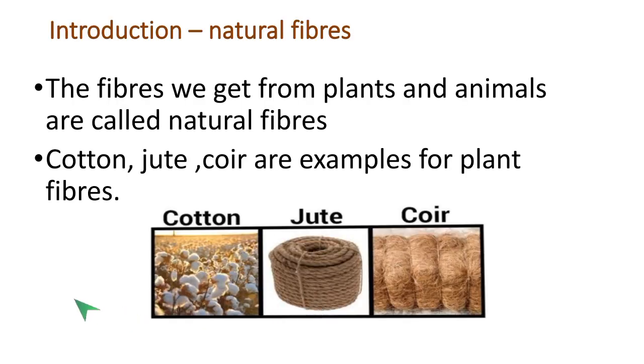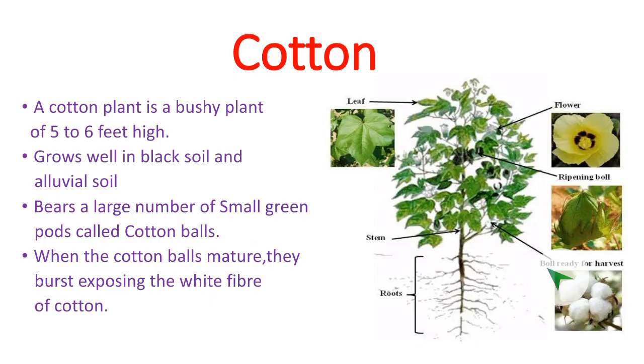What are natural fibers? The fibers we get from plants and animals are called natural fibers. Cotton, jute, coir are examples for plant fibers. Let's see about cotton. Cotton is a bushy plant of 5 to 6 feet high.